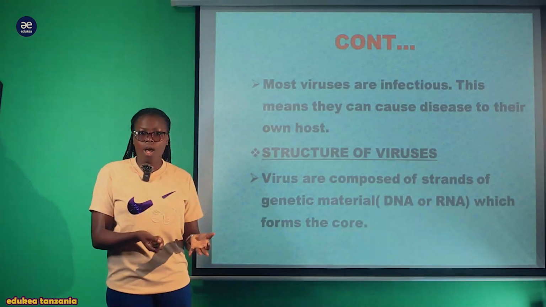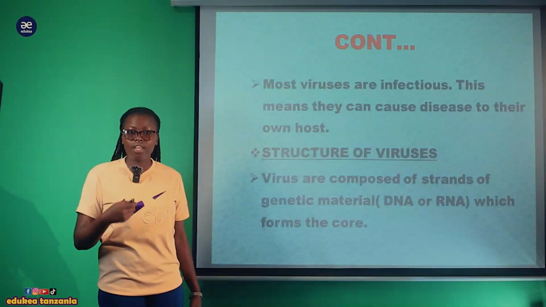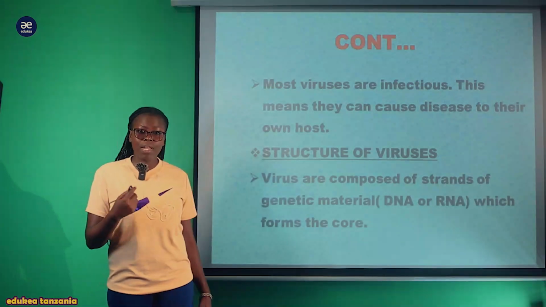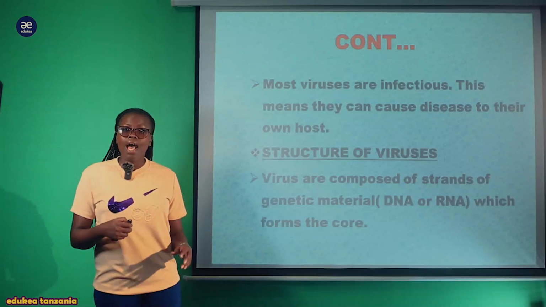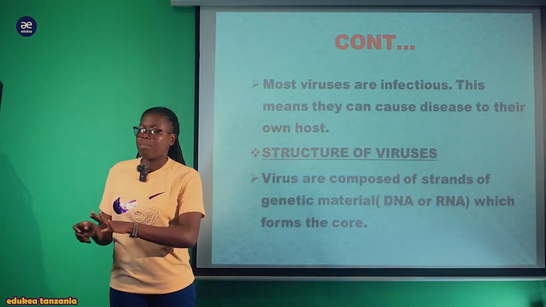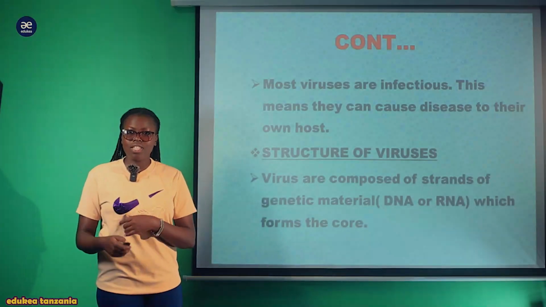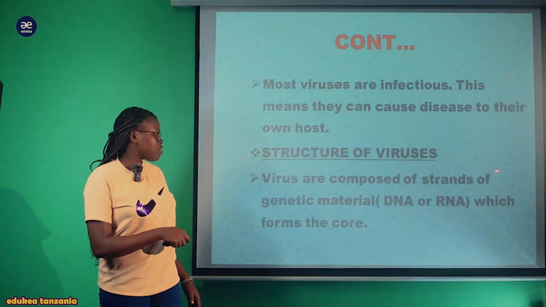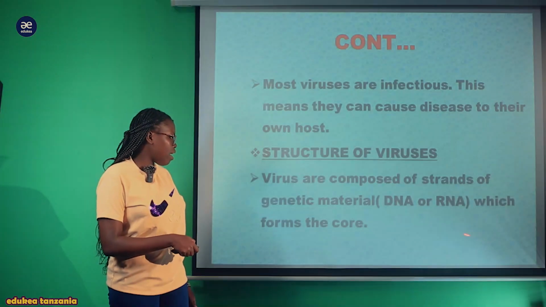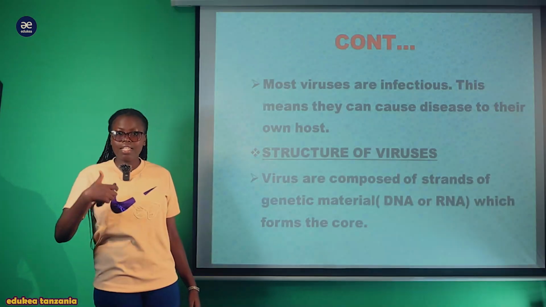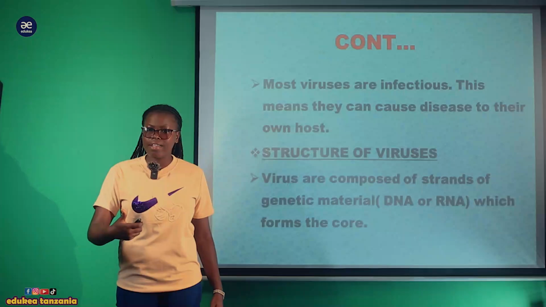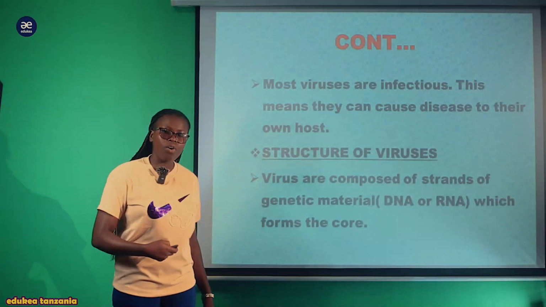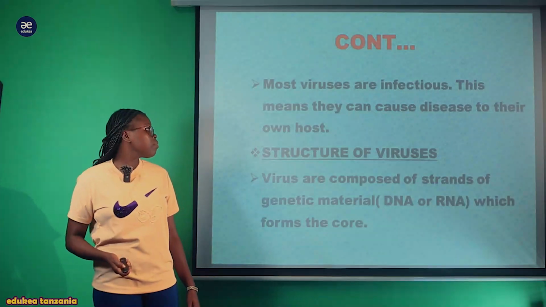Now let us see the structure of virus. My lovely Form 1 students, viruses have different structures depending on the type of the virus. Now let us consider their structure and shape. So viruses are composed of a strand of genetic material, DNA or RNA, which forms the core. At the center of the virus there is genetic material which can be either DNA or RNA. So the core is enclosed in a protein called capsid, as in bacteriophage.